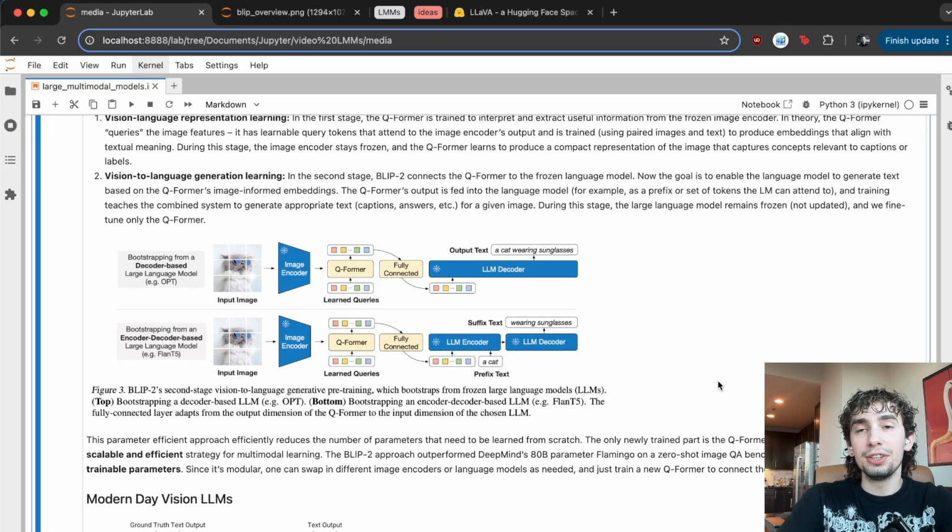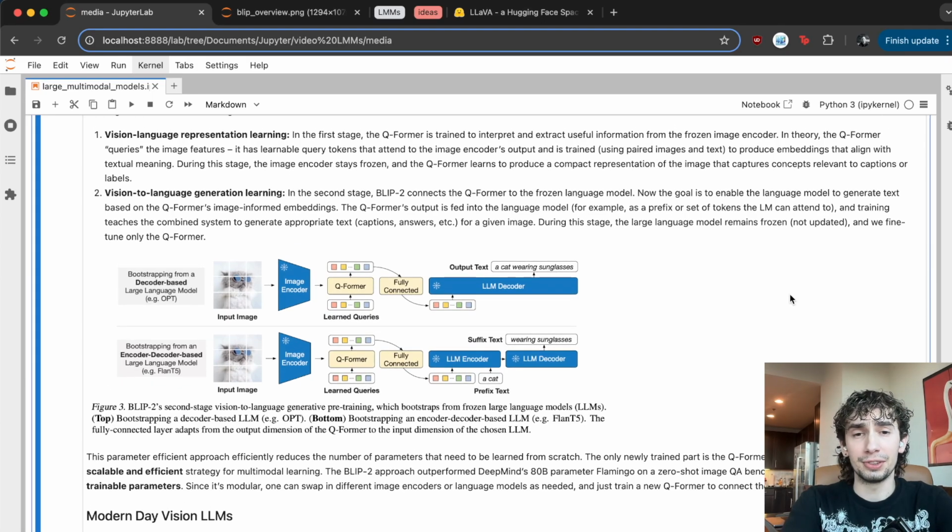The result is this transformer model that can connect the image encoder to a language model in a format that understands the most text-relevant parts of the image encoding and outputs in a format that a language model can actually understand and use in its predictions of text.